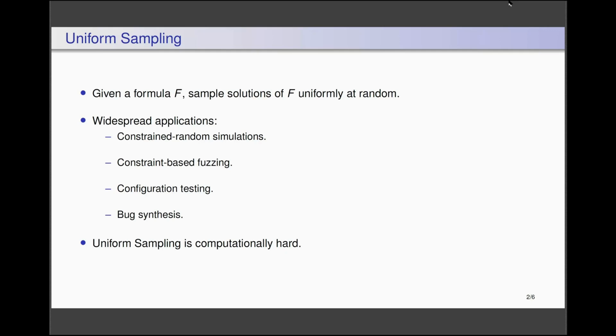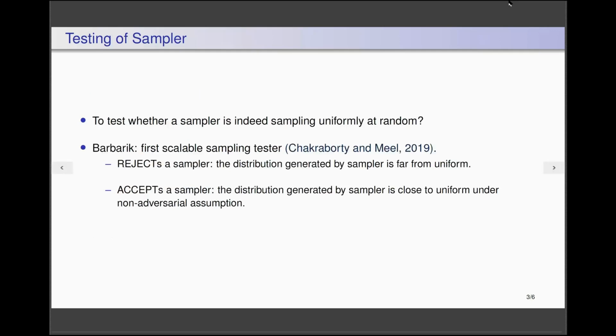heuristics and do not provide any theoretical guarantees. The lack of guarantees of various samplers is often compensated by demonstrating the generated distribution over a small sample of benchmarks. Therefore, we need a tester to test whether the sampler is indeed sampling uniformly at random or not. Towards this, Chakraborty and Meel proposed the first scalable sampling tester called Barbarik.